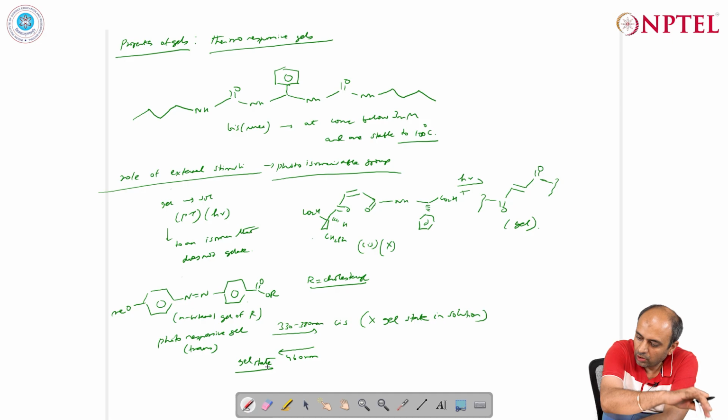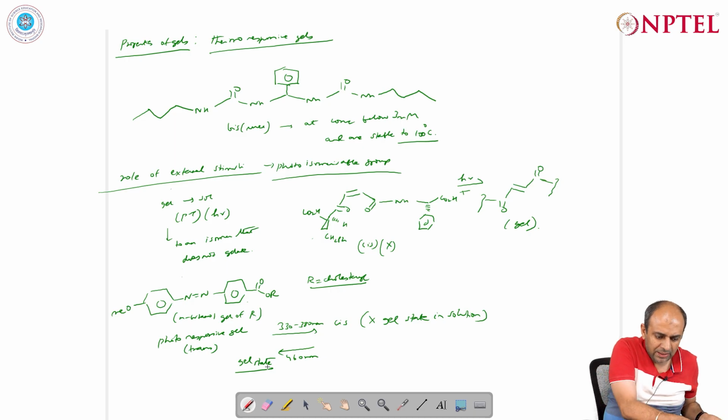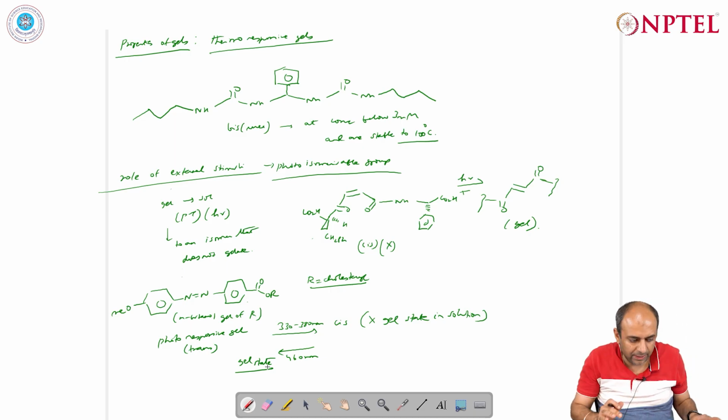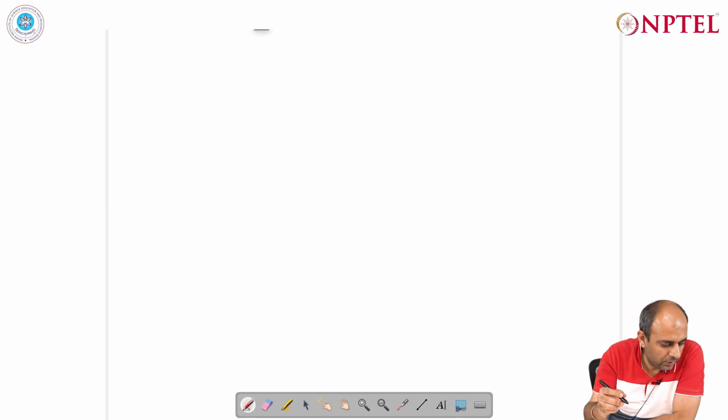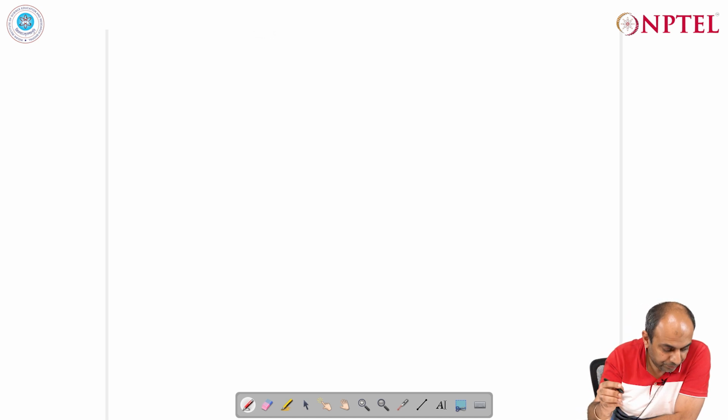So, these two examples talk about the photo isomerizable group being important in gel formation. The next thing we would like to look at is the mechanism by which the gel formation is taking place. Different models have been proposed, but we will look at some of the models which are responsible for aggregation of these low molecular weight gelator compounds to form the gel like assemblies.